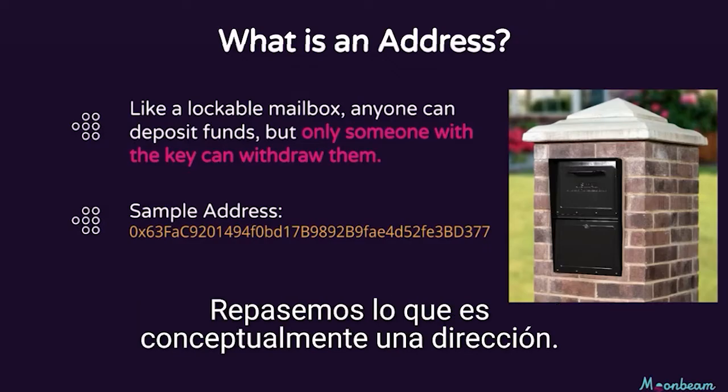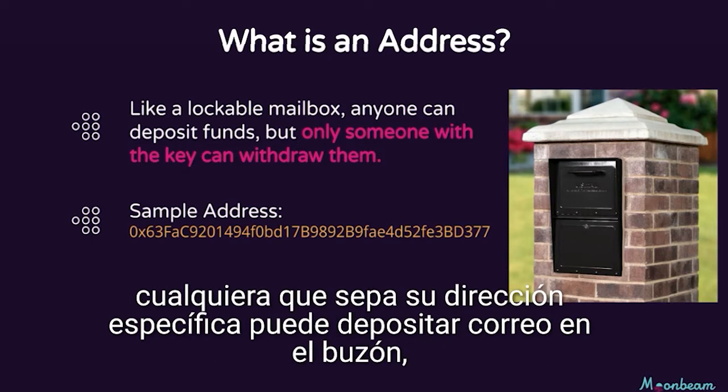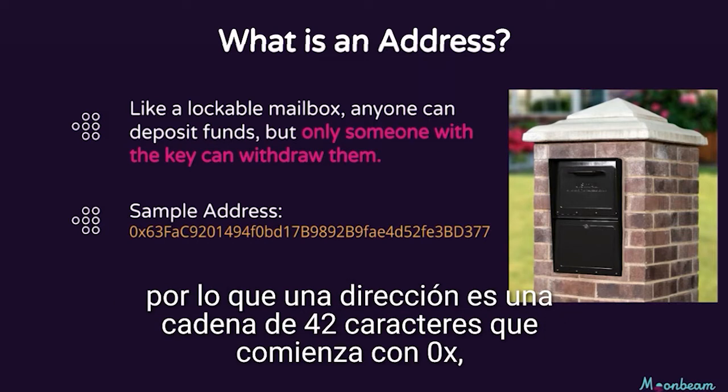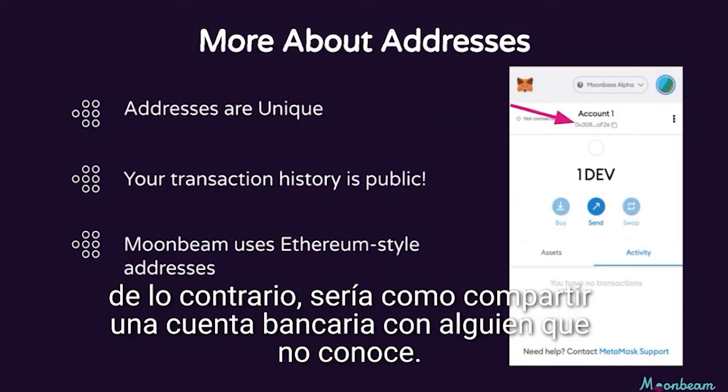Let's go over what an address is conceptually. An address can be thought of as a locking mailbox at your apartment or home. Anyone who knows your specific address can deposit mail in the box, but only a person who has the key can access what's inside. So an address is a 42-character string that begins with 0x. Additionally, addresses are unique. Nobody else has the same address as you. Otherwise, it would be like sharing a bank account with somebody you didn't know.